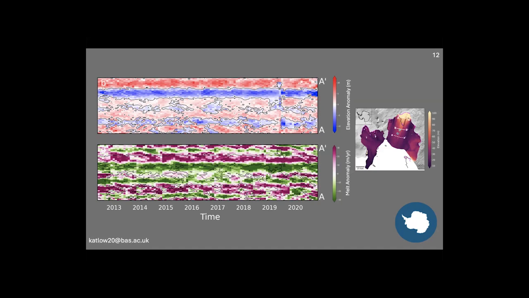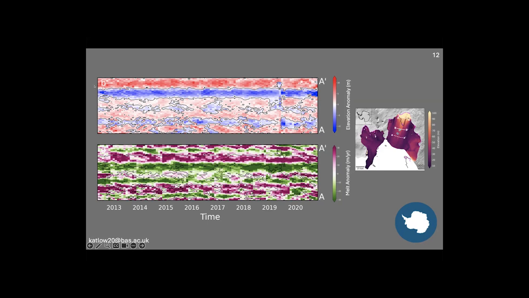So the top panel is elevation anomaly, where blue is negative elevation anomaly. So where we're in that surface depression, which corresponds to our basal channel. And the bottom panel is melt anomaly, where purple is more melt and green is less.